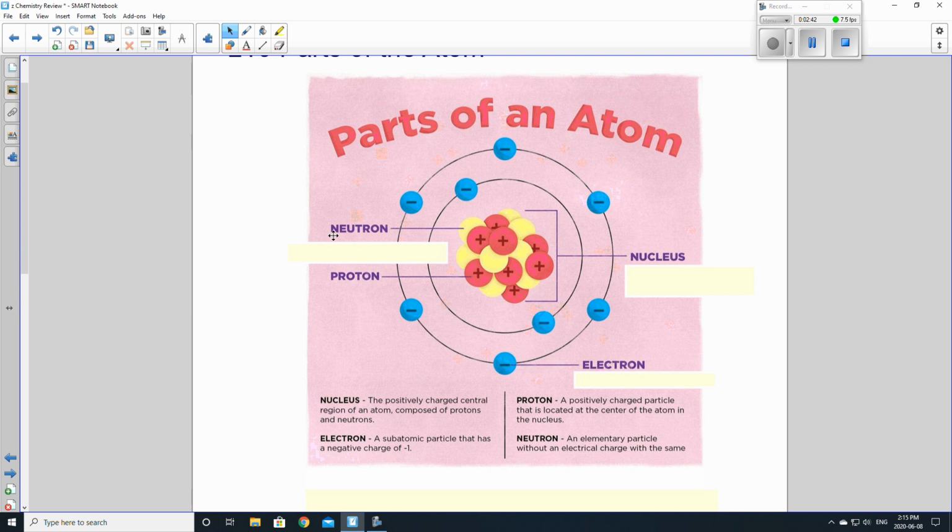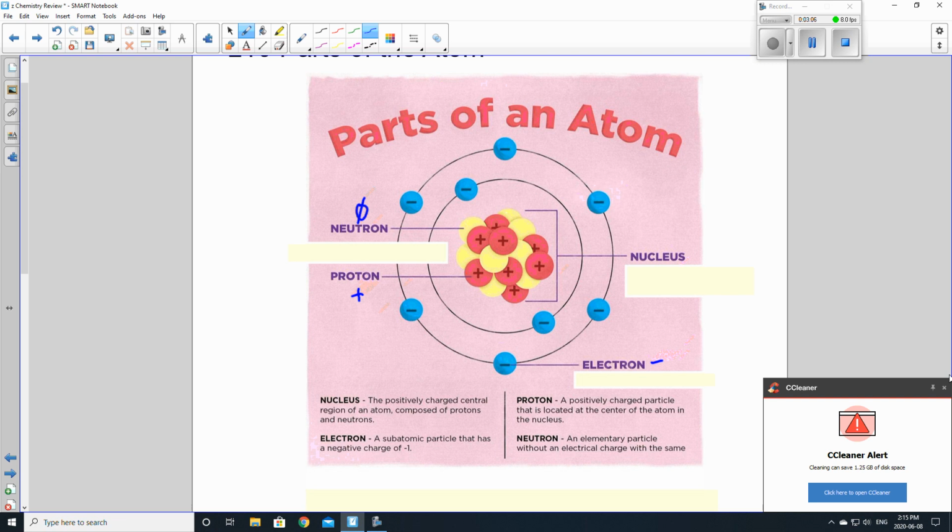Lastly, neutrons are also inside the nucleus, in the center as well. They have no charge. So maybe I'll just write that down as well. I'm going to put down the fact that neutrons have a zero charge. Protons have a positive charge. Electrons have a negative charge.